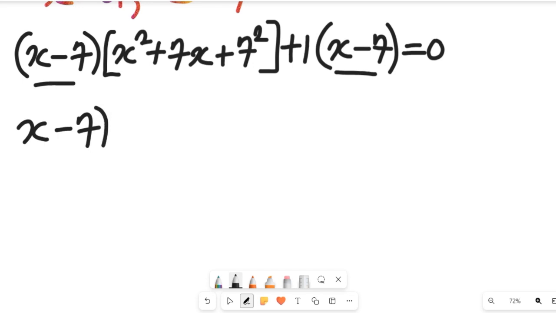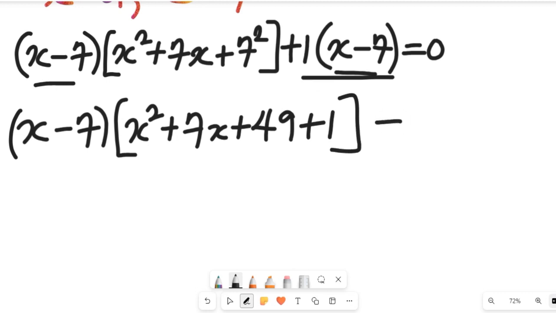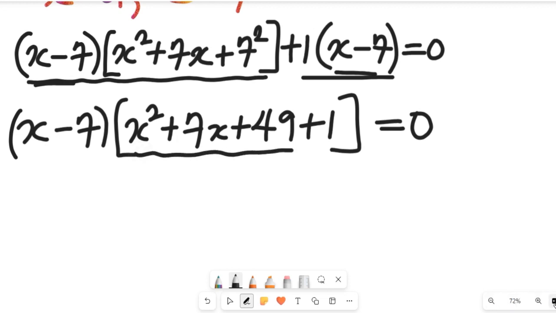If I bring out x minus 7, that other expression will now give us x squared plus 7x plus 7 squared, which is 49. Then if x minus 7 divides this whole part, we're going to have plus 1 remaining, and all of these will be equal to 0. Remember, if x minus 7 divides all this, we'll have plus 1 remaining, and that is how we got that expression.